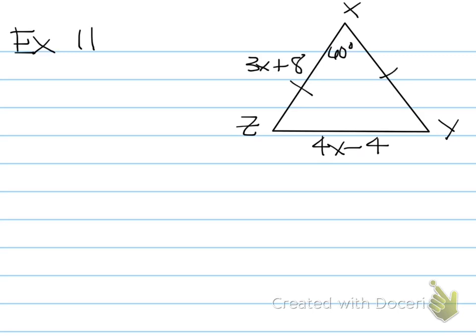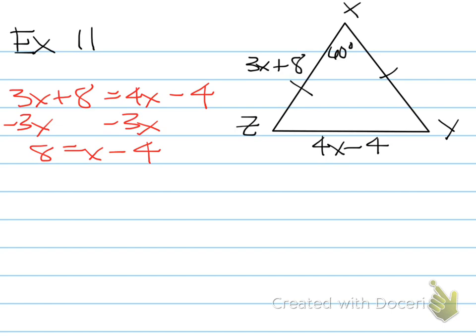And here, the vertex angle of this isosceles triangle is 60. So that means that the two base angles must be congruent. If the vertex angle of an isosceles triangle is 60, then the two base angles must also be 60. So this is actually an equilateral triangle. So we just set 3x plus 8 equal to 4x minus 4. Solve for x by subtracting 3x from both sides, and then add 4 to both sides, and we get x equals 12.